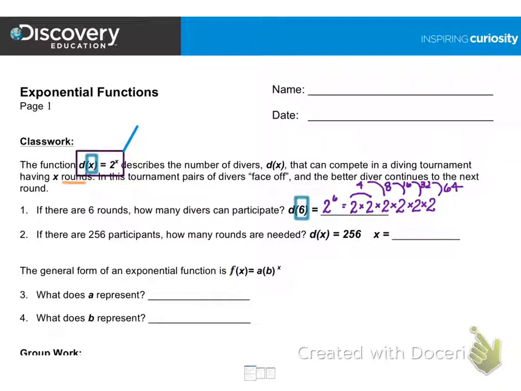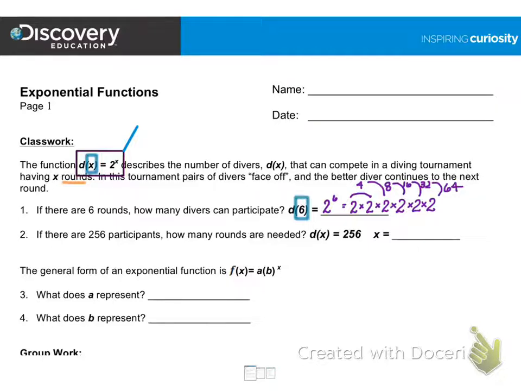So 2 is just 2. That's 1. Then times 2 is 4. 2 fingers should be out. Times 2 is 8. Times 2 is 16. At this point, 4 fingers should be out. Times 2 is 32. Times 2 is 64. And you should have 6 fingers held out.